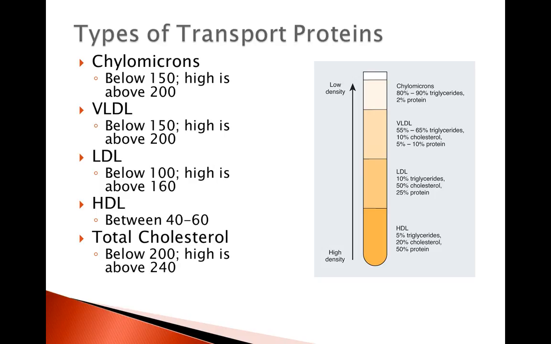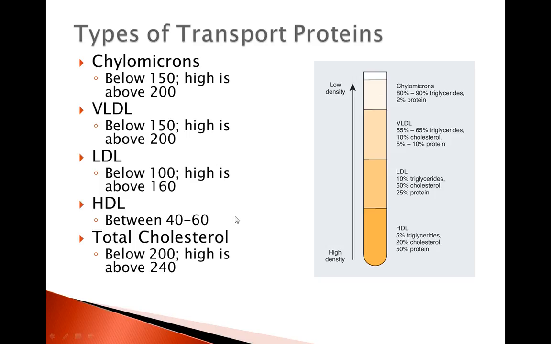Remember, this is a transport protein. So what's in it? Primarily triglycerides. That's most of what makes up a chylomicron. It transports these fats, these lipids, to muscle and adipose cells. So that's where they're taking them. Okay, we've got some values here. Below 150 is the desirable number. High is considered above 200.